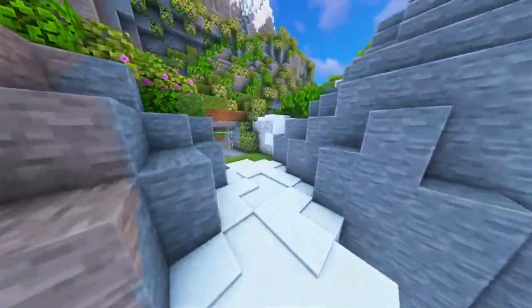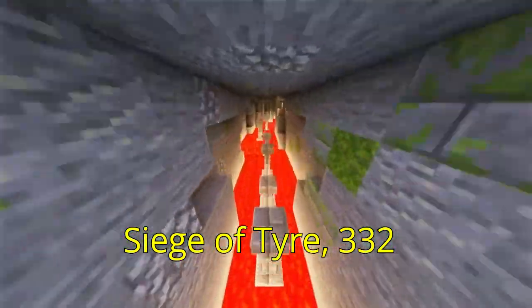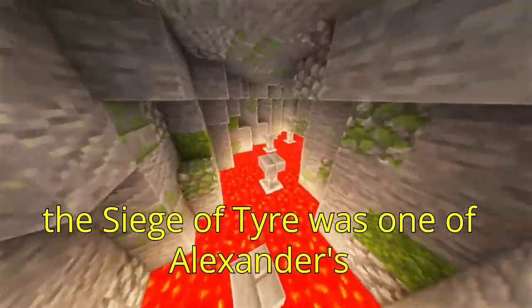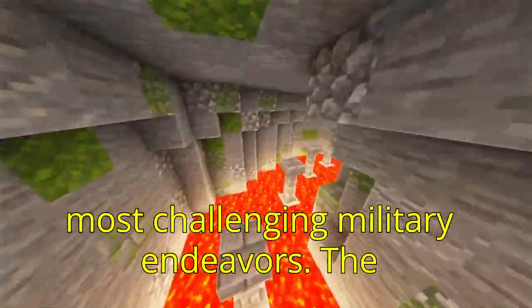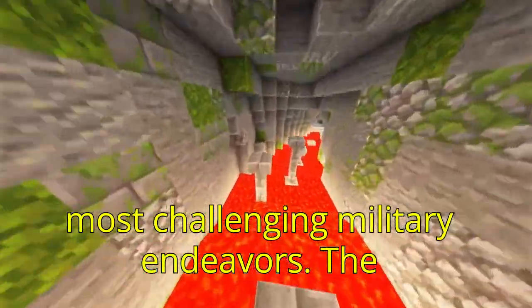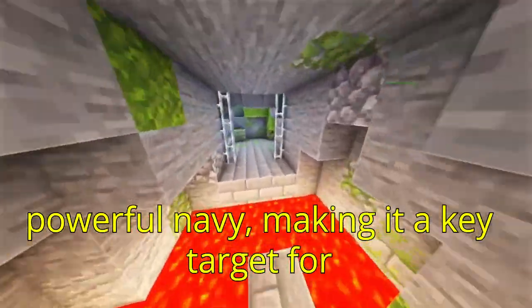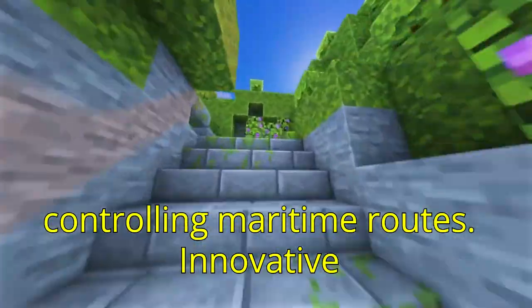3. Siege of Tyre, 332 BCE. A strategic stronghold. The Siege of Tyre was one of Alexander's most challenging military endeavors. The island city was fortified and boasted a powerful navy, making it a key target for controlling maritime routes.